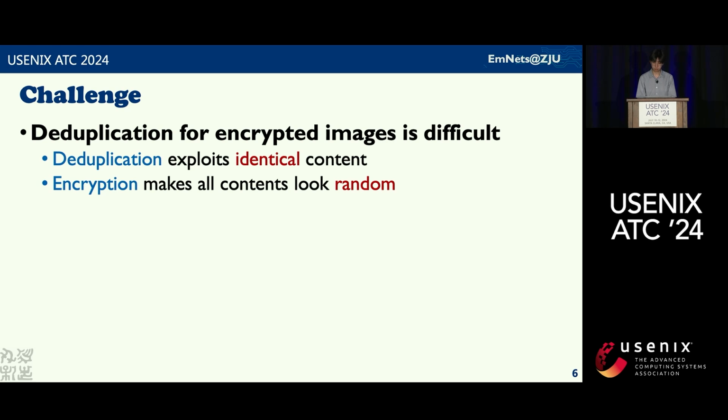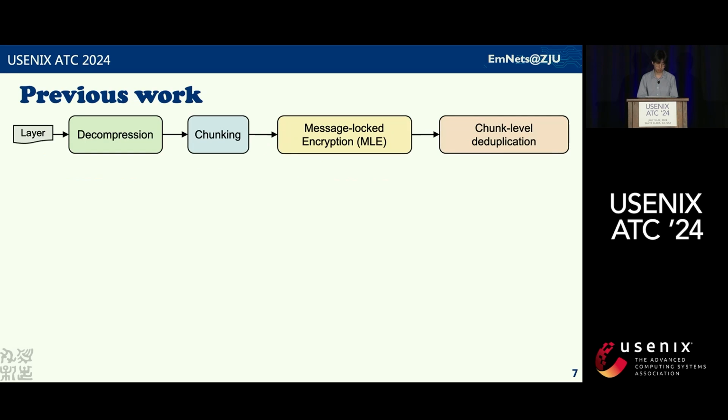However, deduplication for encrypted images is difficult. That is because deduplication exploits identical content, while encryption makes all contents look random. So as a countermeasure, previous work utilizes message-locked encryption. Specifically, they first decompress each layer in the container images and break it up into fixed-size chunks. Then the chunks are encrypted by MLE and chunk-level deduplication is performed.